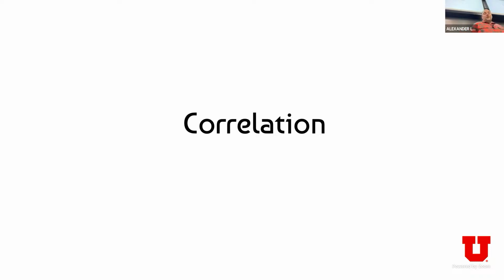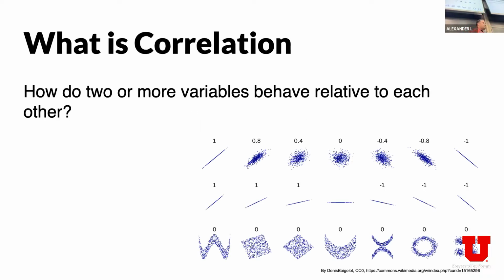So let's talk about correlation, which is one of the key tasks that we want to understand about tabular data. What is correlation? It's basically the question of how two or more variables behave relative to each other, right? Do they linearly correlate, as you can see here in this extreme case where we have what's called a correlation coefficient of 1, or an R² value, or is there no correlation, like in this example here?